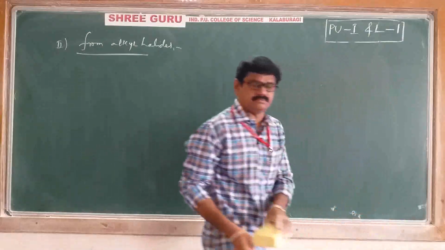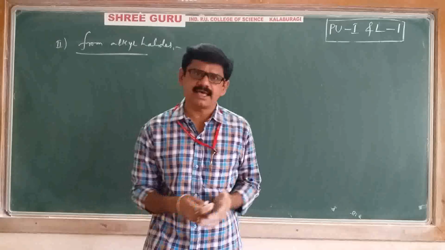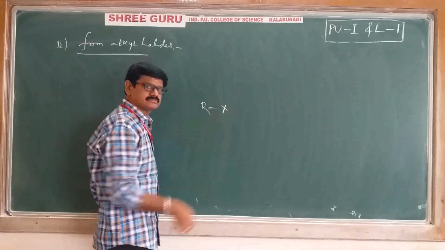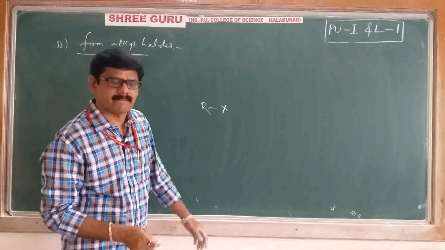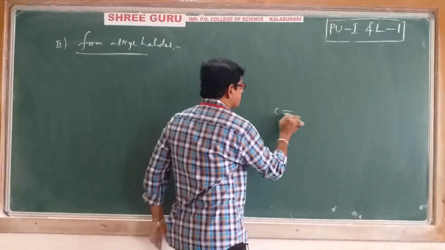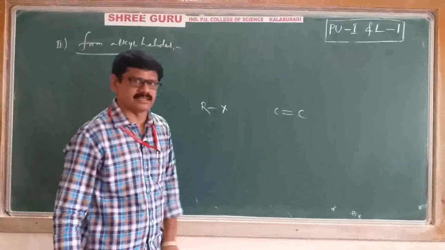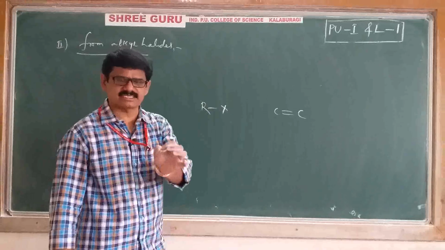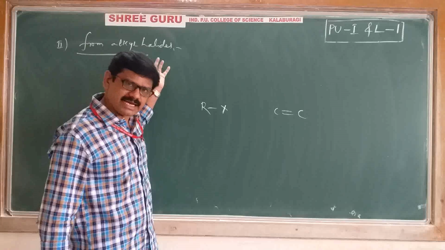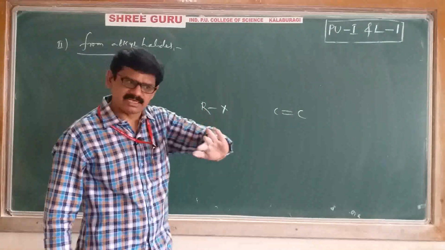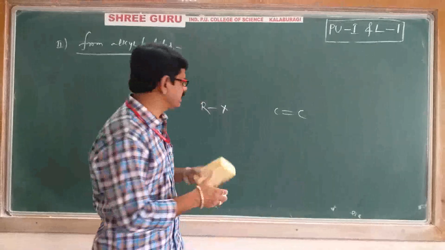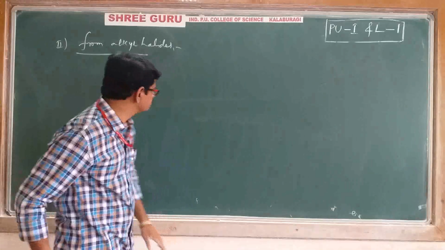First, let's see what an alkyl halide is. The general symbol of an alkyl halide is RX. RX is an alkyl halide. How is RX converted into an alkene? Let's discuss it with one example first, because this reaction is better understood with an example. After completion of the example, later we'll write the general reaction.